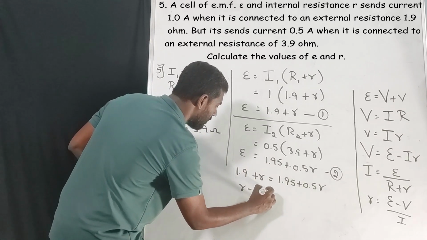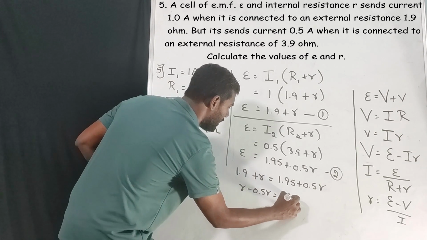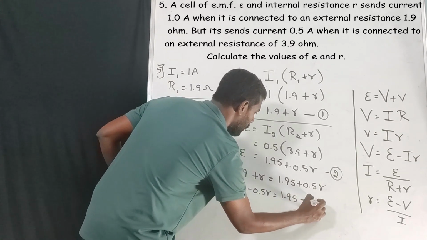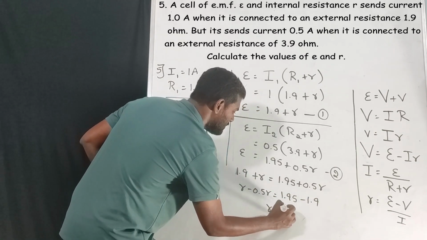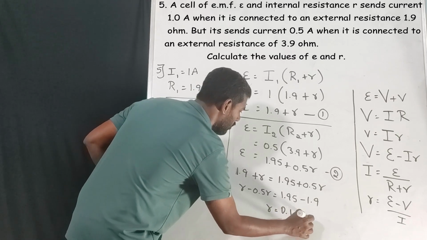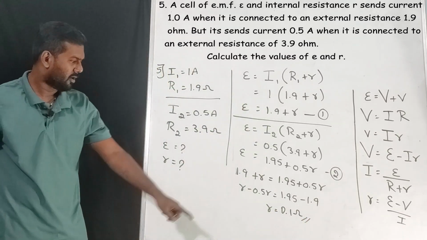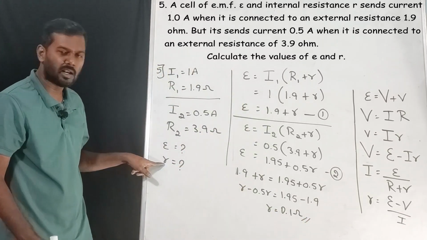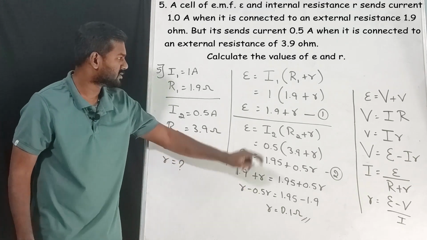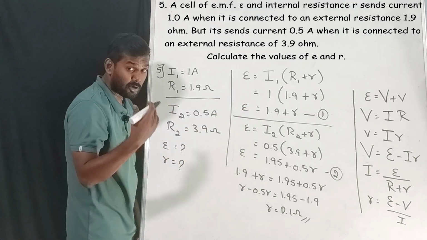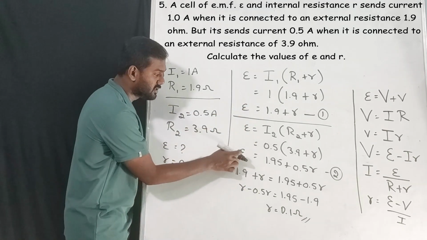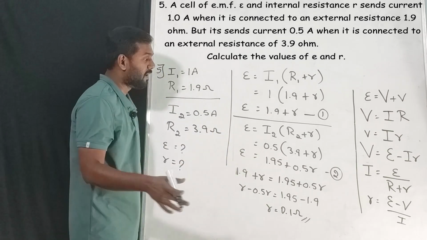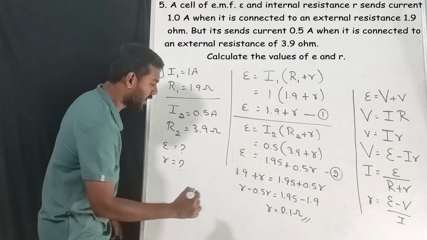So R minus 0.5 R is equal to 1.95 minus 1.9, that will be R is equal to 0.1 ohms. That's it. So we got the value of internal resistance. Once we find it, substitute in any one of the equations. I know according to me this is the easiest equation for you, but I'll choose this one.